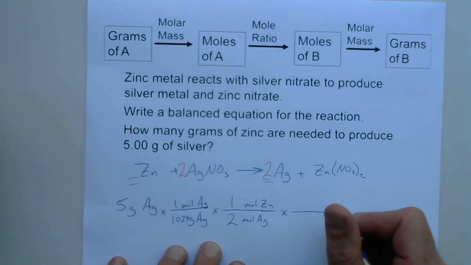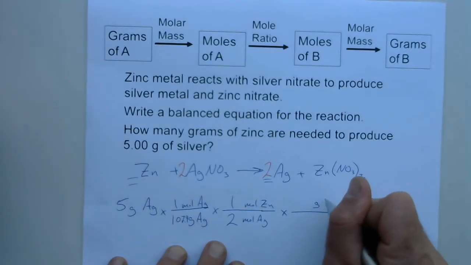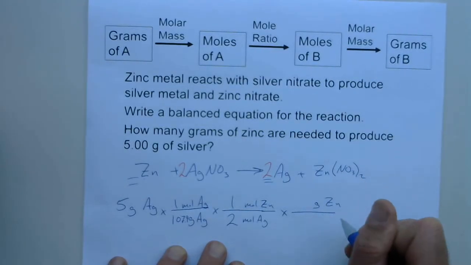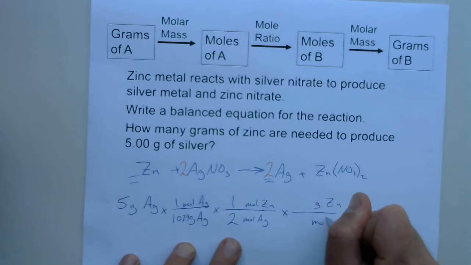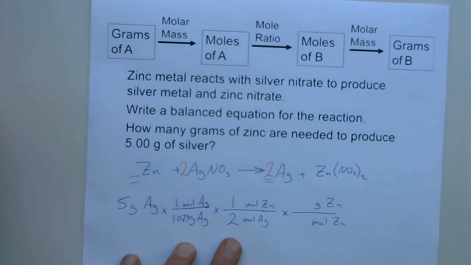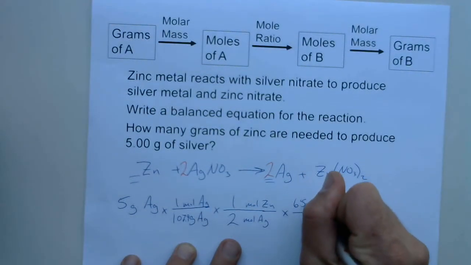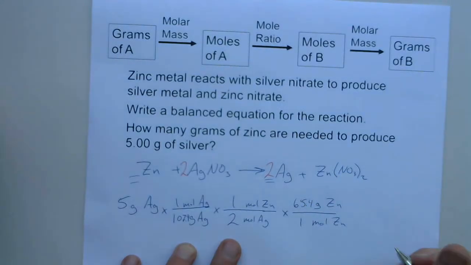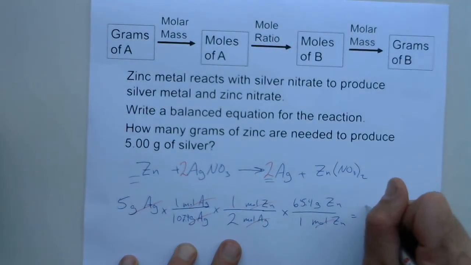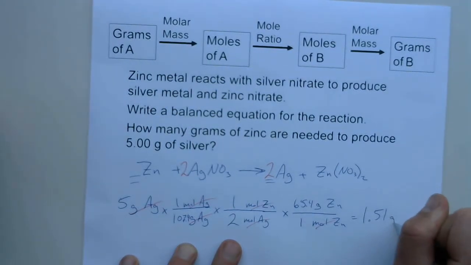And so my last step in this problem is going to be to change the moles of zinc back into grams. So grams of zinc will be on the top because that's what I want. Moles of zinc will be on the bottom because that's what I have. And the molar mass of zinc from the periodic table, 65.4 grams for every 1 mole. Make sure everything cancels out. So we've got grams of silver, moles of zinc. Do that into our calculators and you get 1.51 grams of zinc.